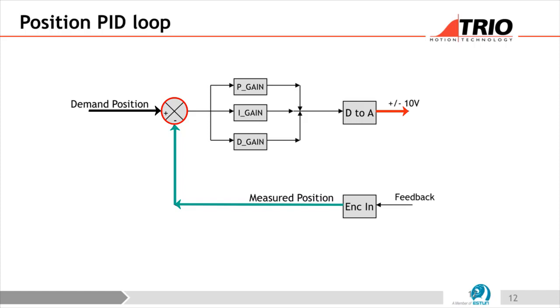The feedback coming in could be an incremental encoder or an absolute encoder, and that becomes what we call the measured position inside. It gets compared with that and then goes through a typical PID control loop.